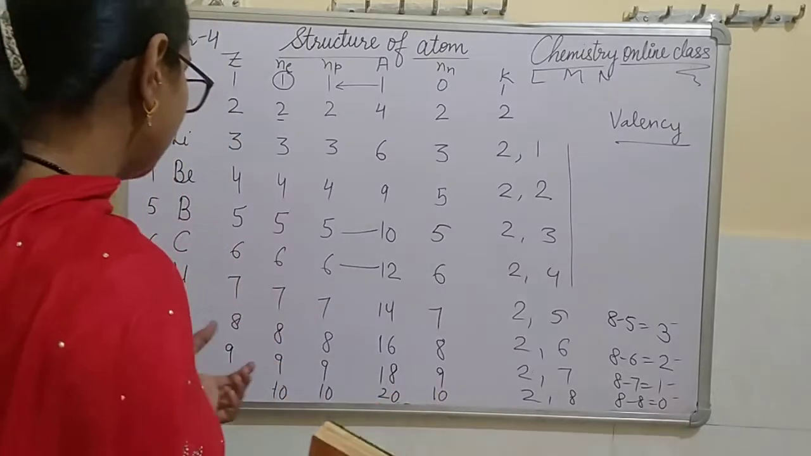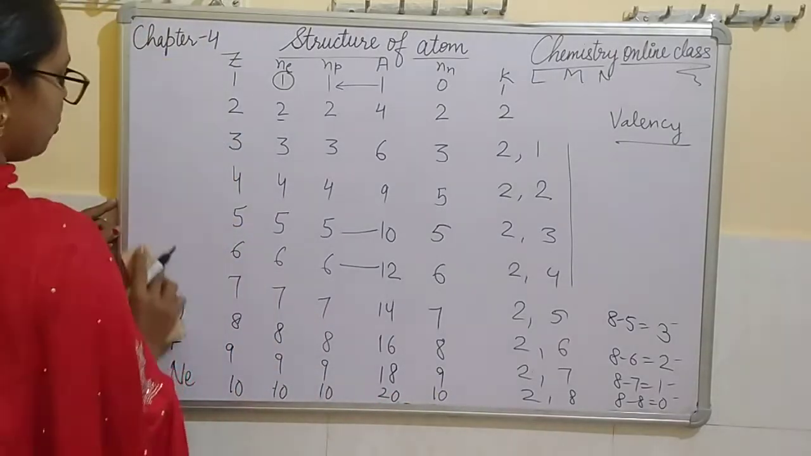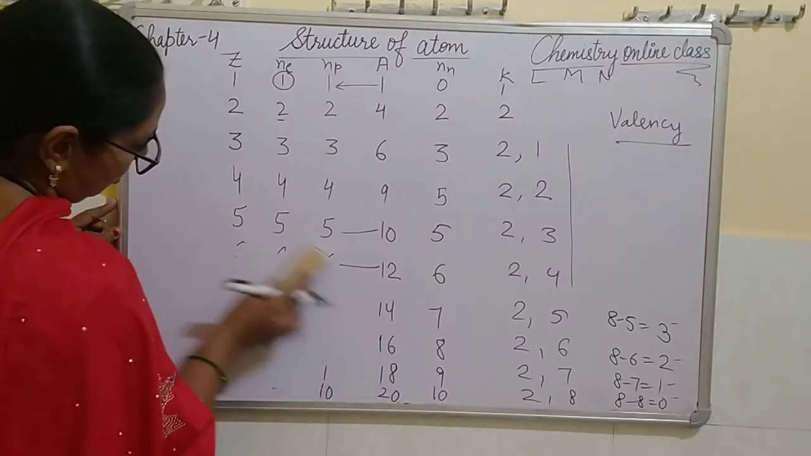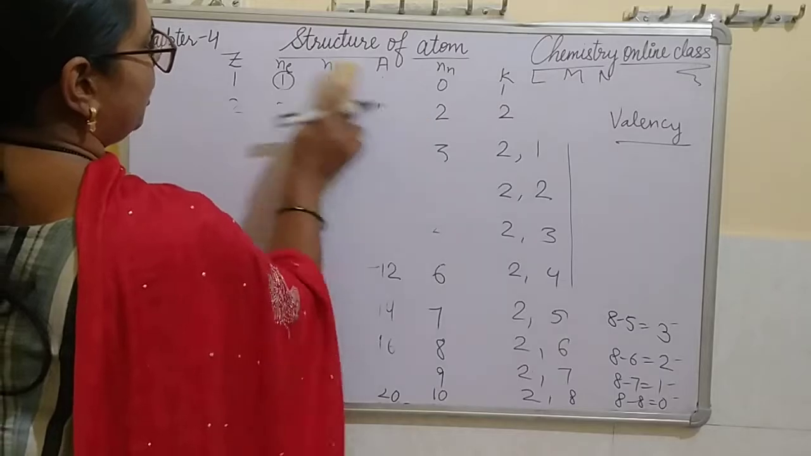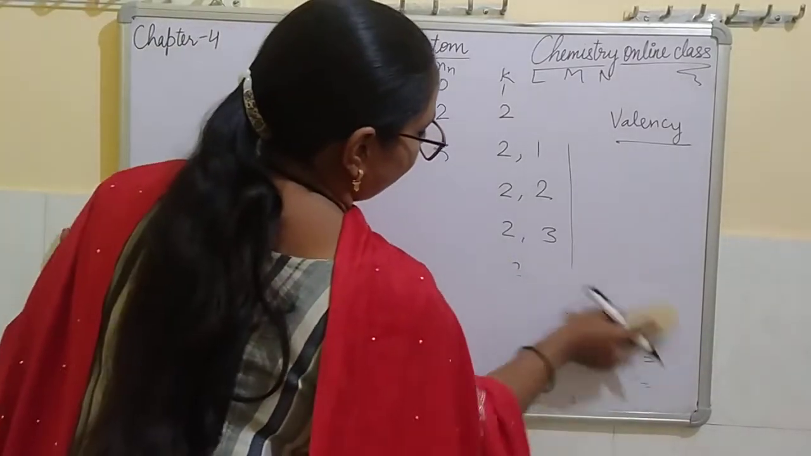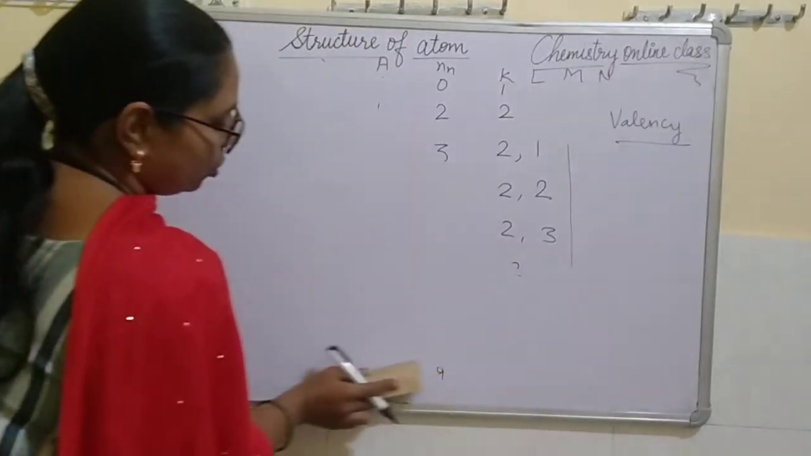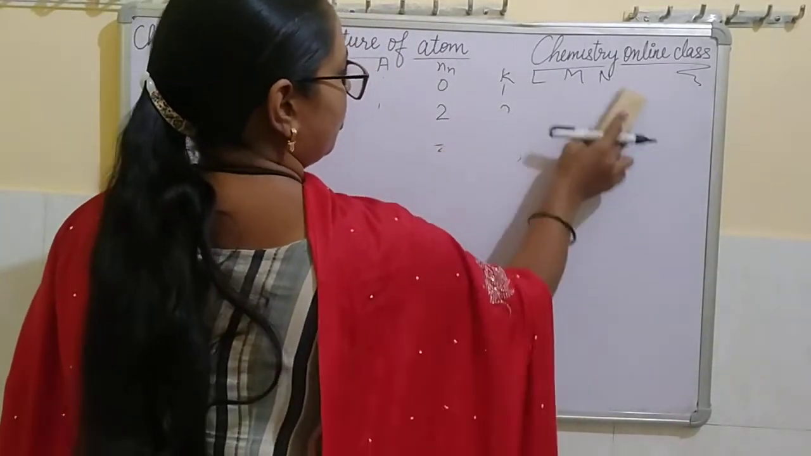Now move on further. We will write the next elements also, and this is homework for you. You will write the next 10 elements starting from sodium, which has atomic number 11, and you have to write all these terms like this in your fair notebook.